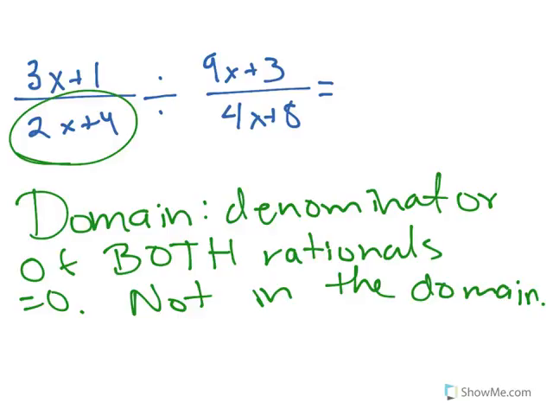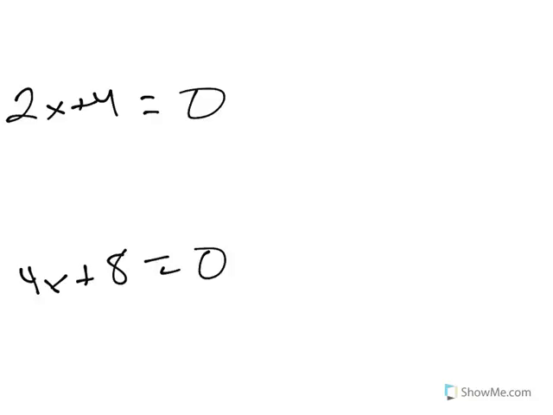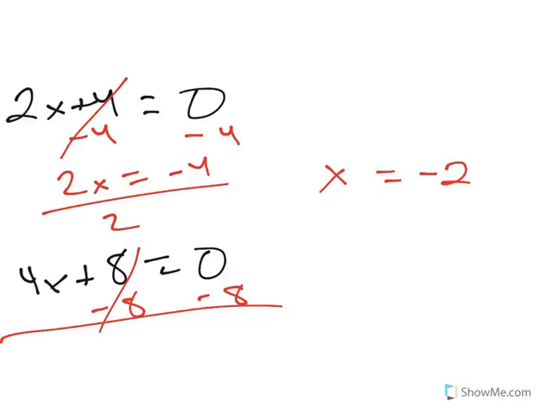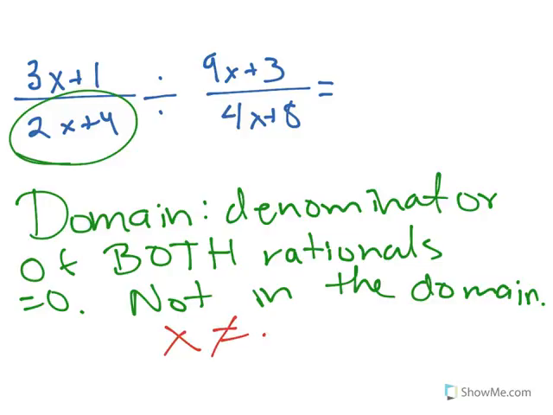So in this case, let's find the 0 for 2x plus 4 and 4x plus 8. And so to find the 0, we just subtract 4 from both sides. 2x is equal to negative 4. Divide both sides by 2 and you get x is equal to negative 2. And then in this case, subtract 8 from both sides. And you get 4x is equal to negative 8. Divide both sides by 4. And you get that x is equal to negative 2 as well. So in the domain, x cannot equal negative 2. So all real values except x is equal to negative 2.